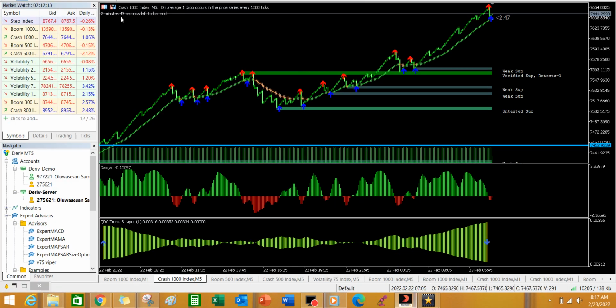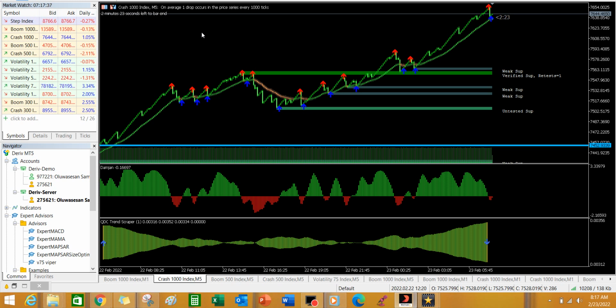So right here we have Crash 1000, and the chart, like I said, we need to put it on the 5-minute time frame because we are applying the strategy that has to do with 5 minutes. So the next thing we need to do is to know the right trend to trade this asset. The asset we are checking out is Crash 1000.